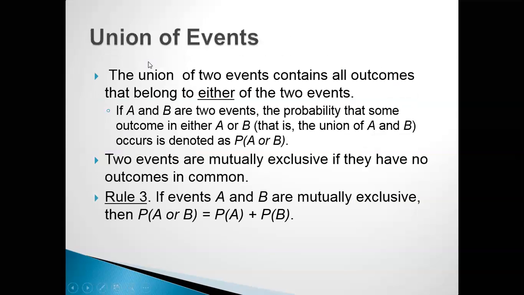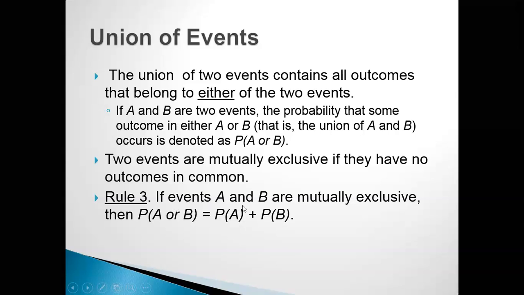Then the next one, union of events. The union of two events contains all the outcomes that belong to either of the two events. For example, if two events are going to happen, the union means whatever outcomes are in event A and event B should be added, right? Two events are mutually exclusive if they have no outcomes in common. Another important point is that these two events should be mutually exclusive. What is the meaning of mutually exclusive? It means that nothing should be common in these two events.